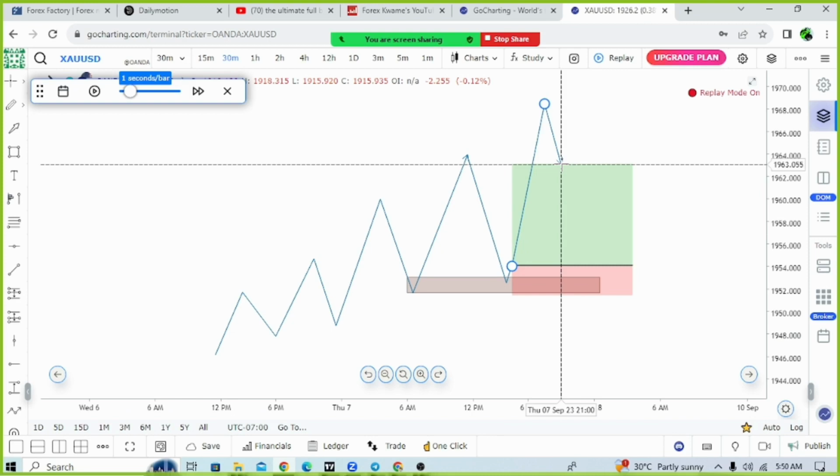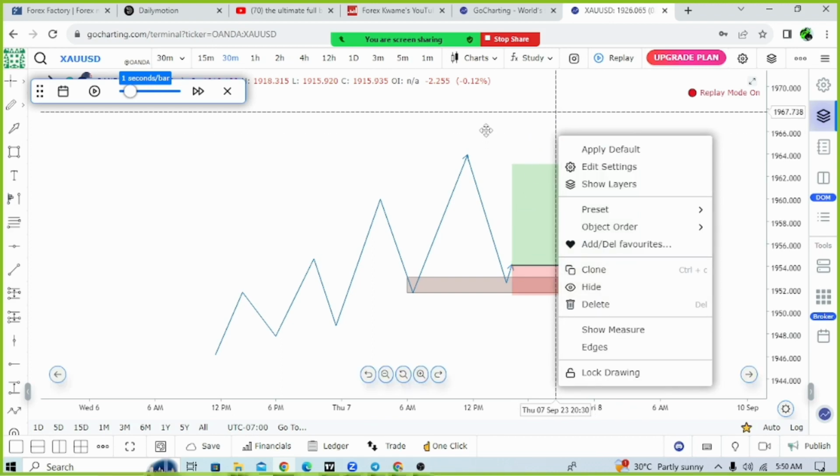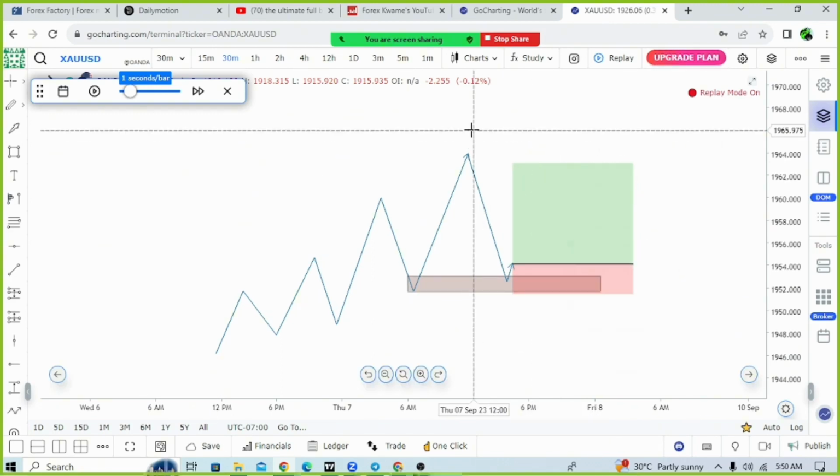Always look for the trend of the market, and then let the market break a structure. After breaking the structure, wait patiently for the market to come into your zone to trade it. So this is how to trade this supply and demand strategy, very profitable. So let's go to the real chart, guys.